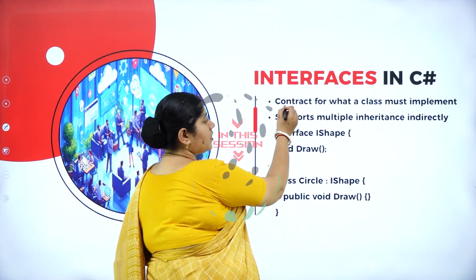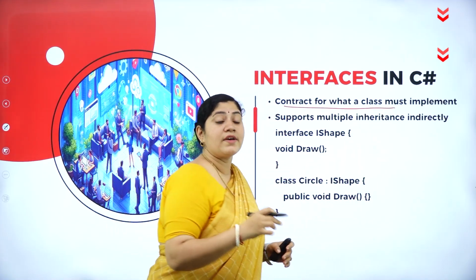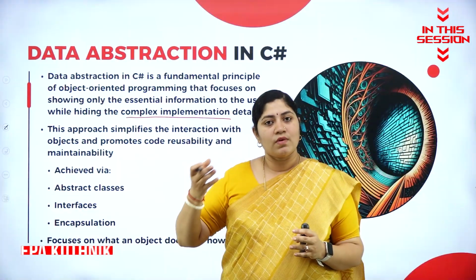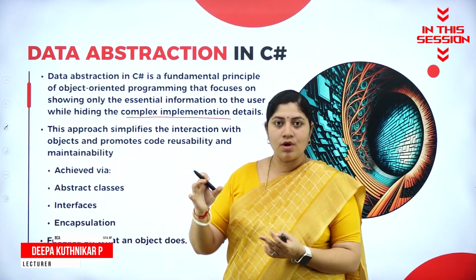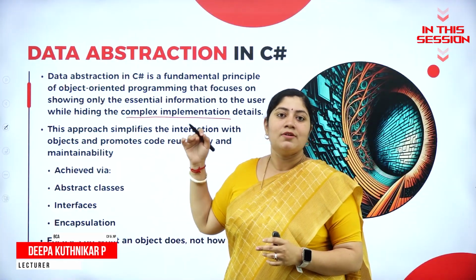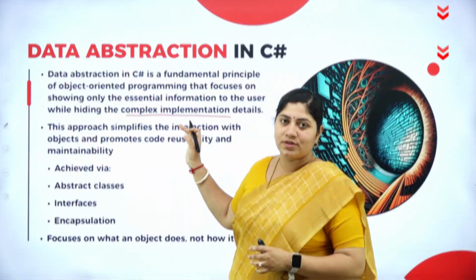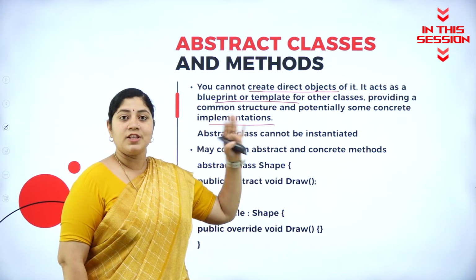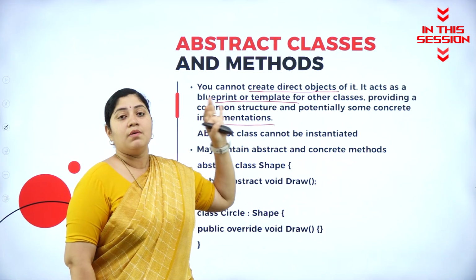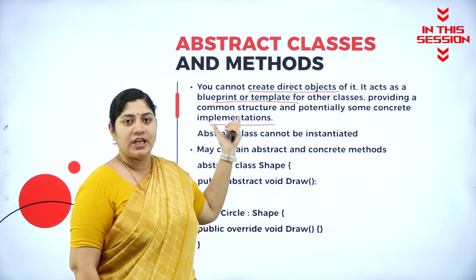Interface, it forms as a contract for what a class must implement. Only the required information or the piece of code will be shown. So this purpose or this method, we call it as a data abstraction. Abstract class cannot be instantiated, okay, but it can only be created.